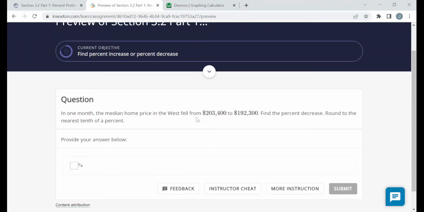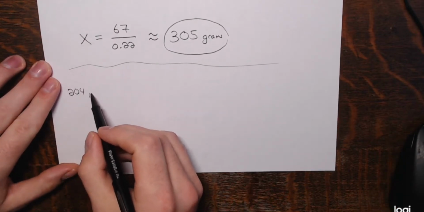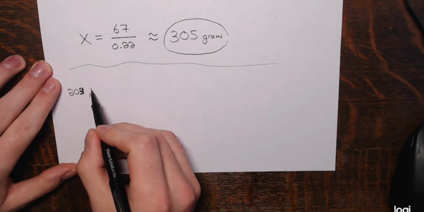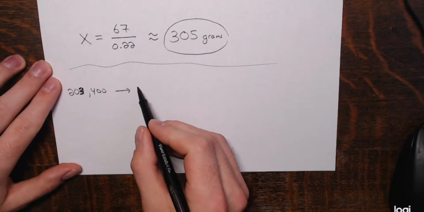All right, so again, a percent decrease. In 1 month, the median home price in the West fell from $203,400 to $192,300. Find the percent decrease and round to the nearest tenth of a percent again. All right, so back on the paper, it went from $203,400. Make sure you're copying things correctly. Went down to $192,300.